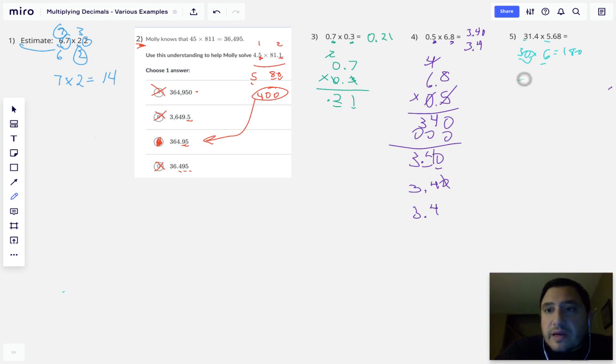All right, so let's actually do the math. 31 and 4 tenths times 5 and 68 hundredths. Now remember, we do not need to line up our decimals, so don't worry about that. The only time they line up is when we're adding and subtracting. All right, so here we go. My sloppy 8, that is an 8. 8 times 4 is 32. Carry the 3. 8 times 1 is 8 plus 3 is 11. Carry the 1. 8 times 3 is 24 plus 1 is 25. So I've done everything with this sloppy 8. I'm going to cross off my carries so I don't use them again.